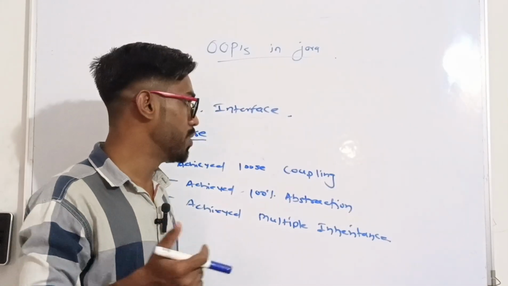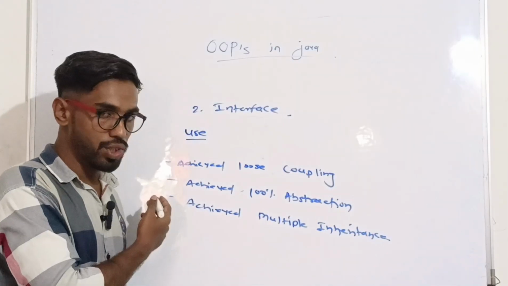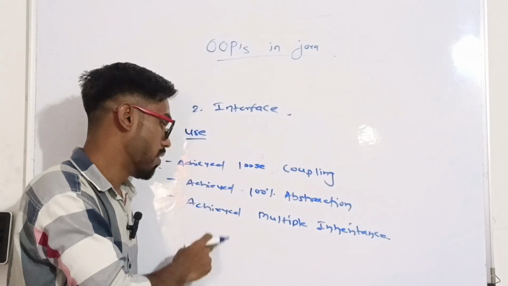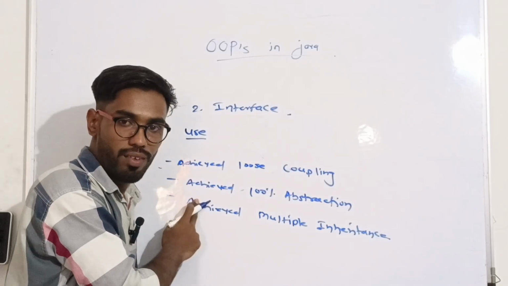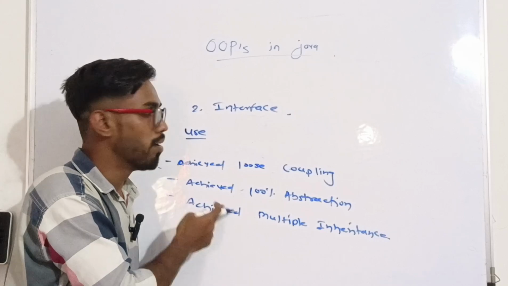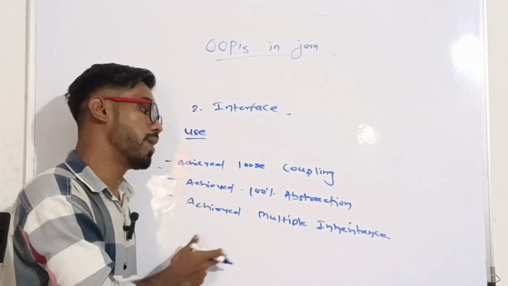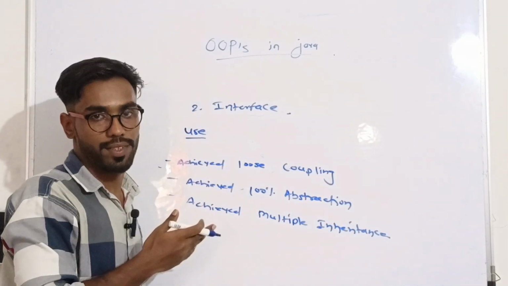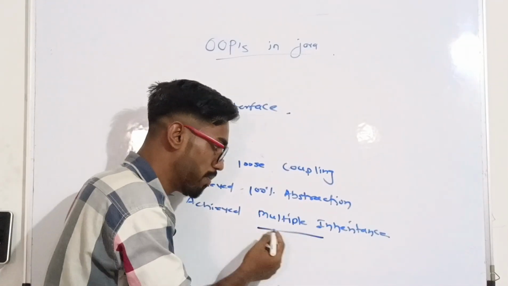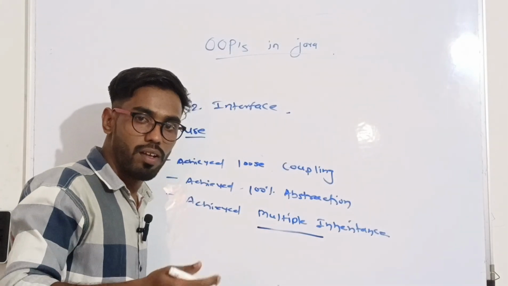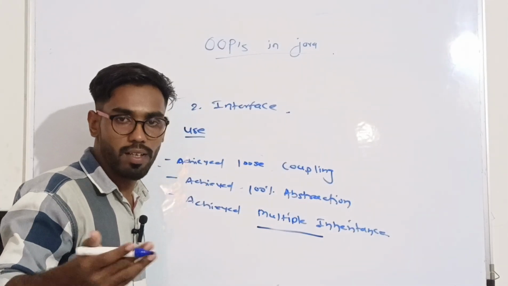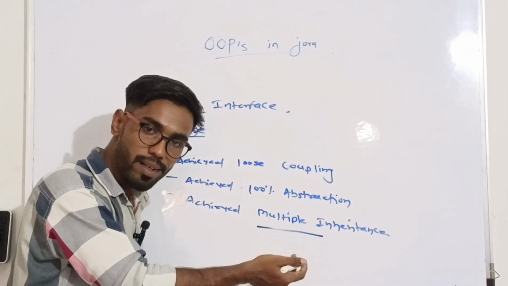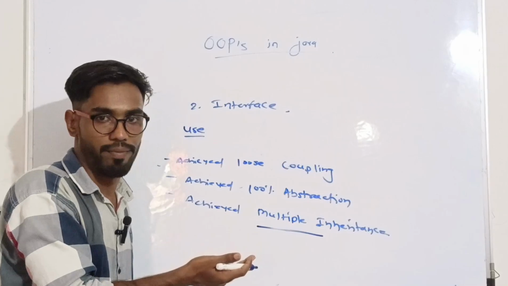So there are uses of an interface. We can achieve loose coupling using an interface. Then we can achieve 100% abstraction by using an interface. Then we can achieve multiple inheritance using an interface. Java does not support multiple inheritance, but by using the interface, we can achieve multiple inheritance in Java.